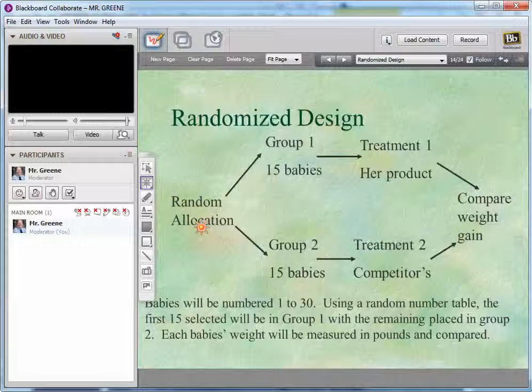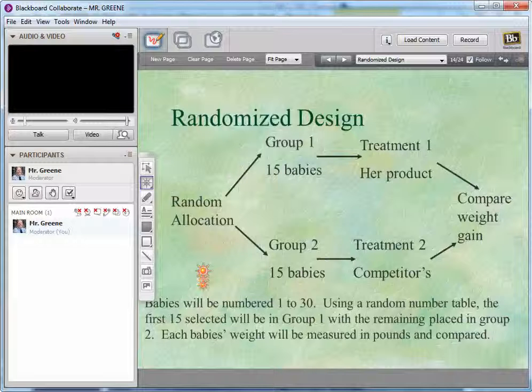That is one of the aspects of an AP test. You see this diagram here and here? This is called a randomized design. If you were asked to create a randomized design for a product, you would be expected to draw a table similar to this and have a statement very similar to this in your answer.